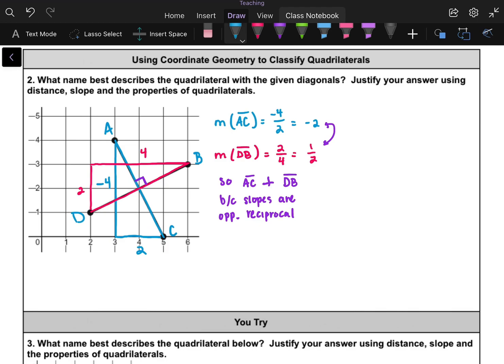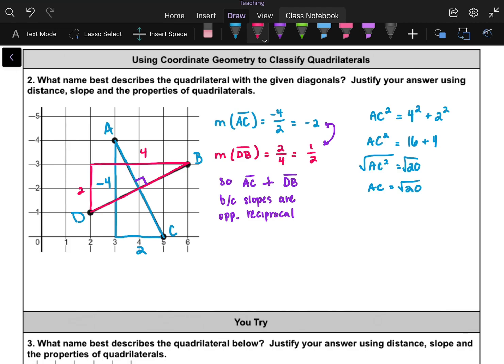So the length of diagonal AC is equal to, our first leg is 4, our second leg is 2, so 4 squared plus 2 squared. So the length of AC squared is equal to 16 plus 4. That'll simplify to 20. Take the square root of both sides, and we get the length of AC is equal to the square root of 20.